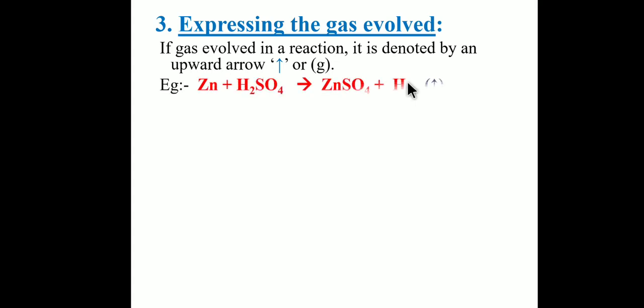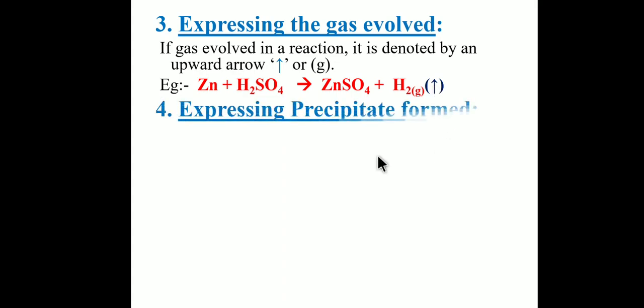So the next example: zinc, on treatment with sulfuric acid, gives zinc sulfate and H2 gas that is released. H2 is in the gaseous state, and this indicates that gas is evolving here. And the fourth and last one is expressing precipitate formed.